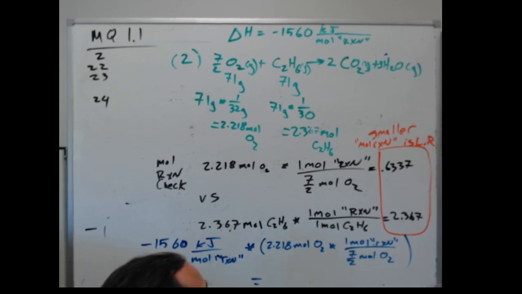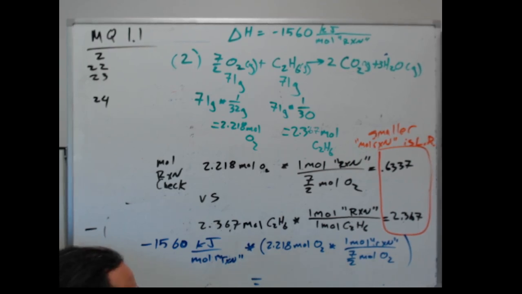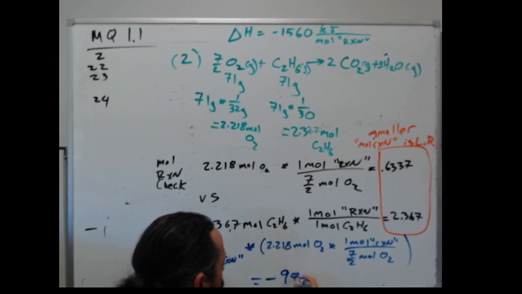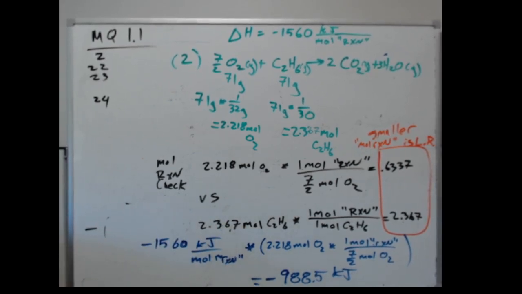And then we'll get negative 1560 times 0.6337, and we get negative 988.5 kilojoules of energy. So this is a huge exothermic reaction. Negative 988.5 kilojoules of energy released. I had to double check. When I got 988, I was like, wait, is this in joules or kilojoules? Because that's a big number. It's a lot of energy released from burning it. Is that the right answer? Yeah, okay, cool. 989, oh yeah, a little bit of rounding.